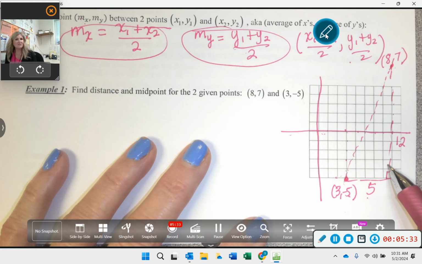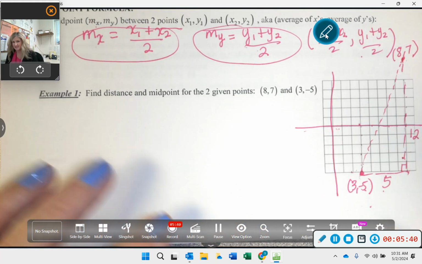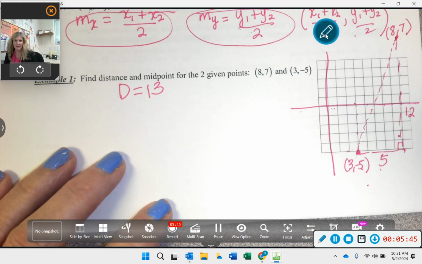13. Didn't we use that triple in our trig work? It went 5, 12, 13. So 13 is going to be that distance. I can find it that quickly by thinking of it that way.